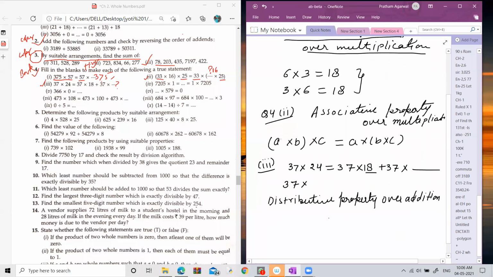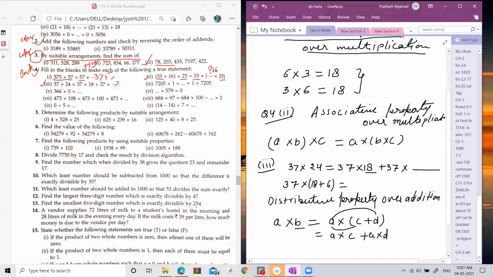Look, according to this property, if A into B, in place of B you can write C plus D. Suppose you break this number into 2 numbers such that when you open it, it gives you A into C, then put the plus sign, then again multiply A with D. So it works like this. So in place of 24, you have to write 18 and then 6. Okay, 18 plus 6, how much?